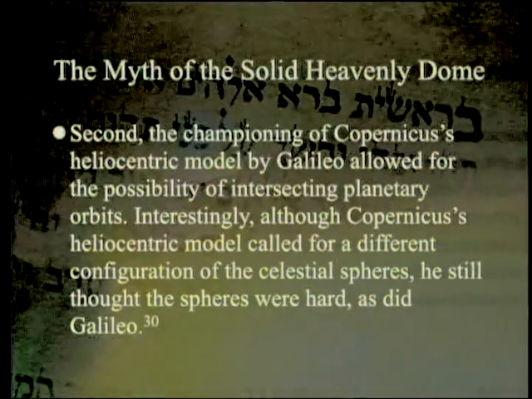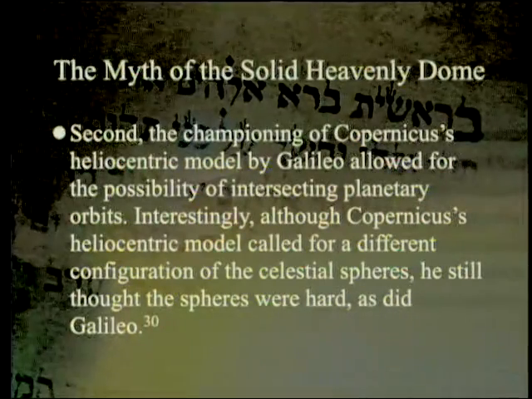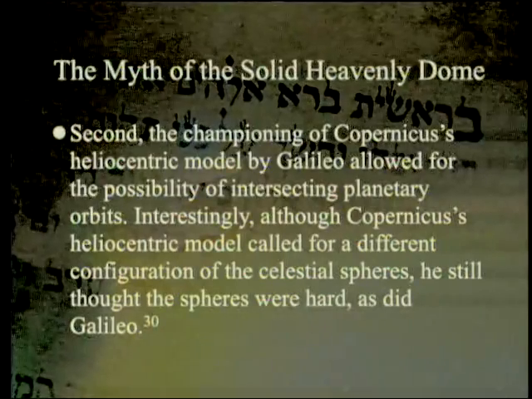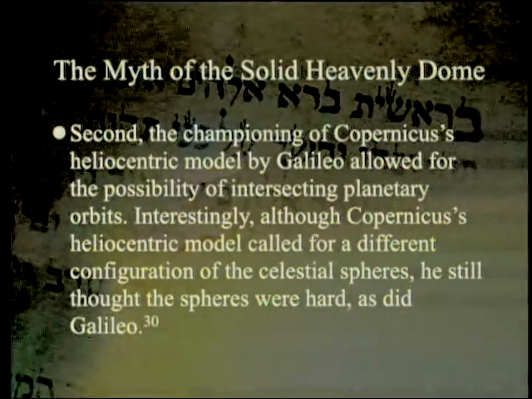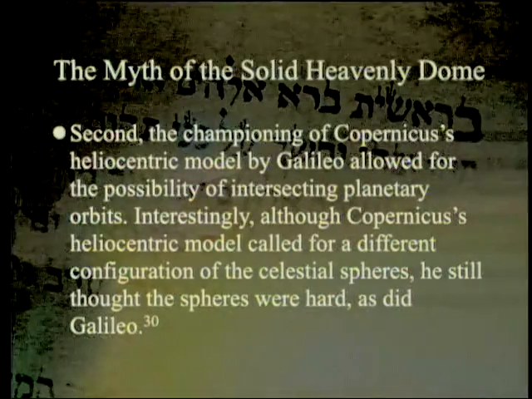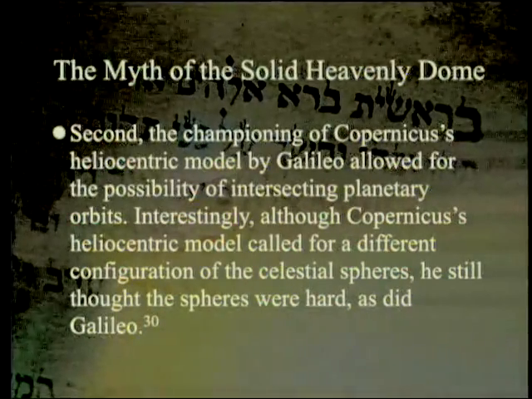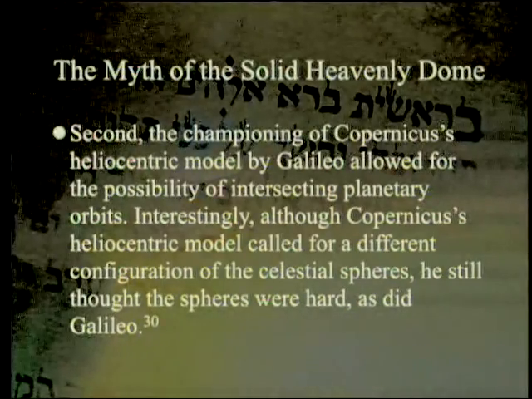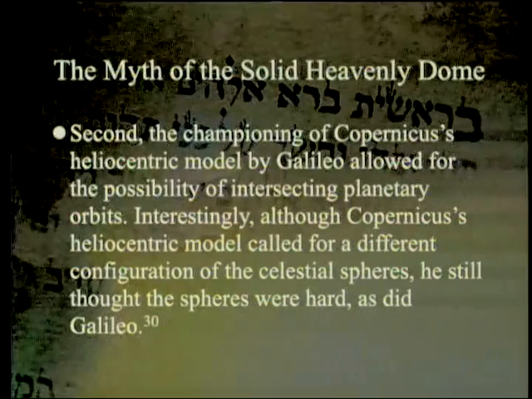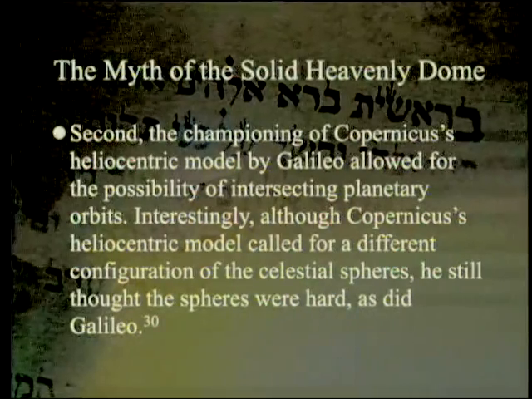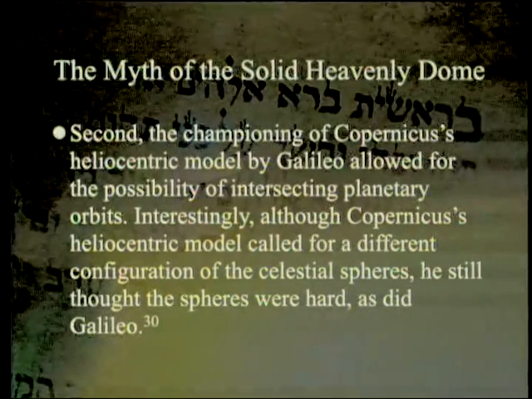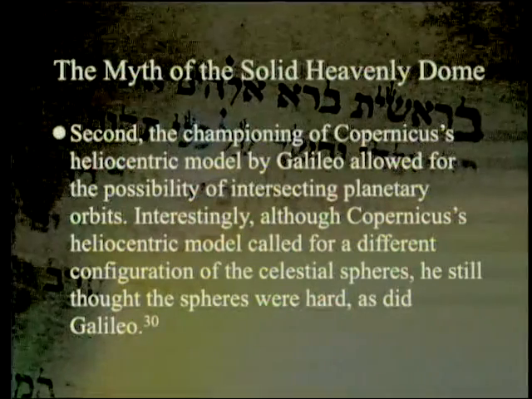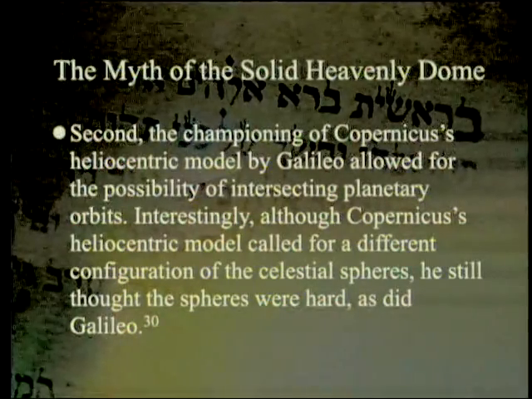Second, the championing of Copernicus's heliocentric model by Galileo allowed for the possibility of intersecting planetary orbits. Interestingly, although Copernicus's heliocentric model called for a different configuration of the celestial spheres, he still thought the spheres were hard, as did Galileo, and as did many people. As a matter of fact, you'll find people arguing against Newton's theory of gravitation with the idea that the planets are carried along by vortexes, whatever the vortexes were.